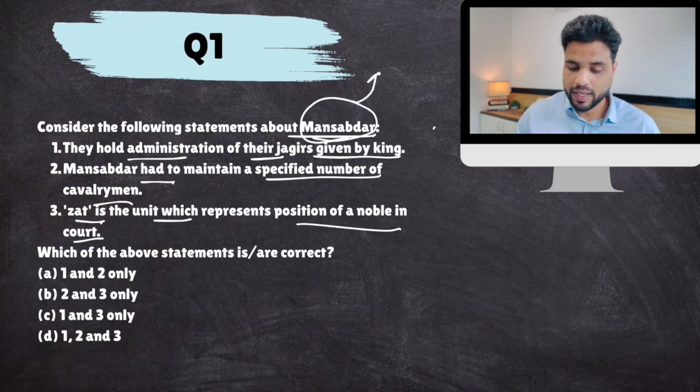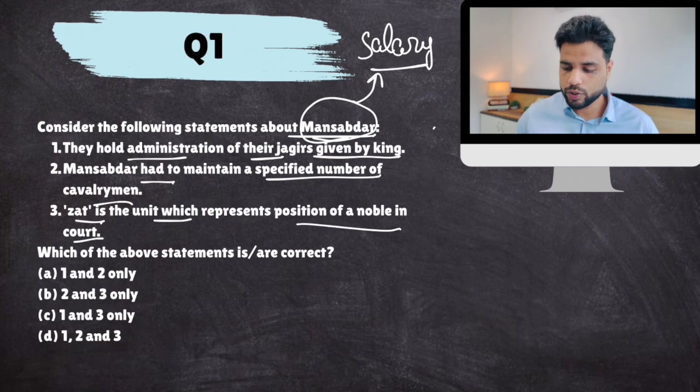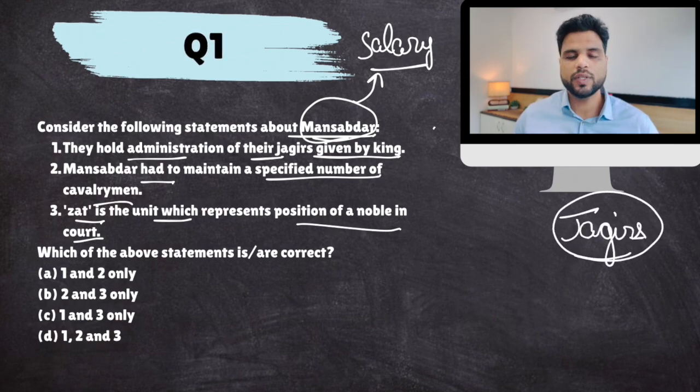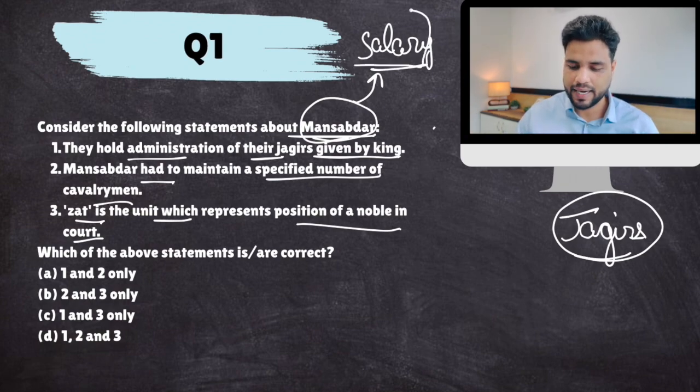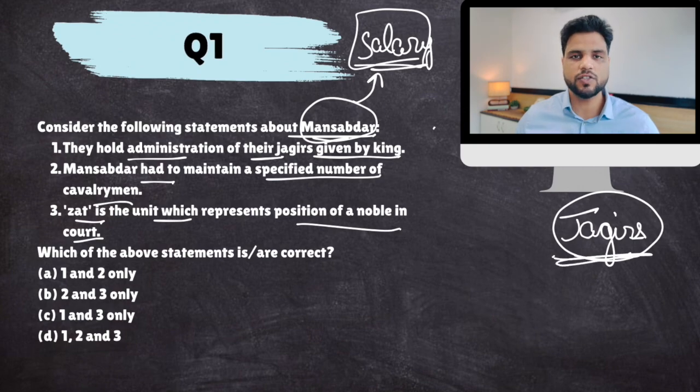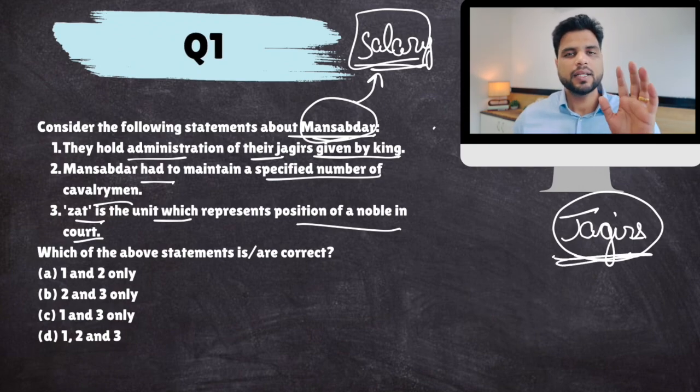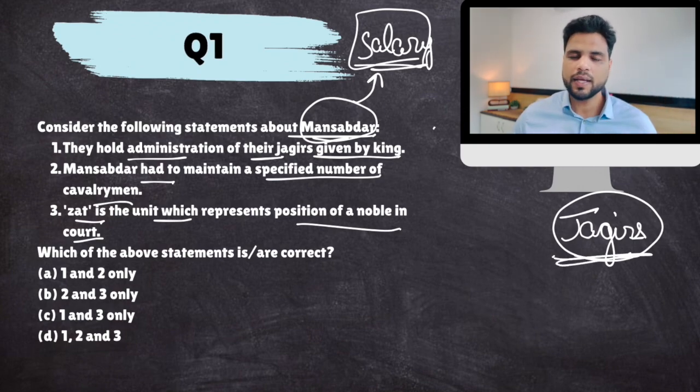Now, Mansabdars were given salary. That salary was in the form of land assignments, jagirs. So, they would be given a piece of land. The revenue from that land would be their salary. These pieces of land were called jagirs. That was just their salary. They were not responsible for the administration of that particular jagir. You understand? That was just their salary.